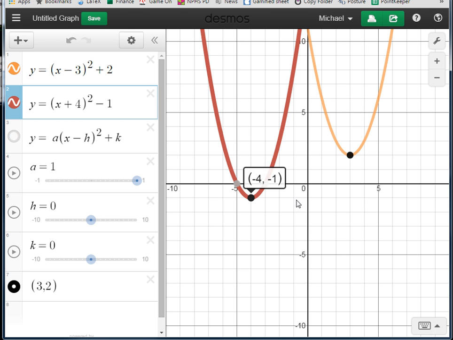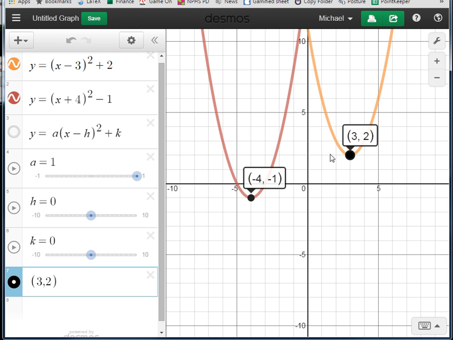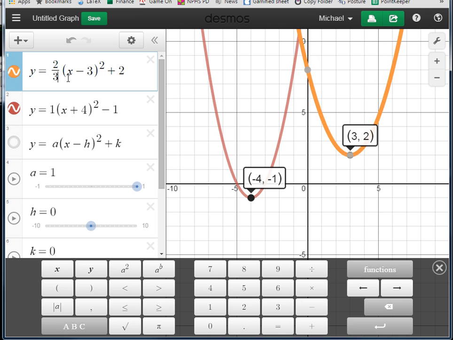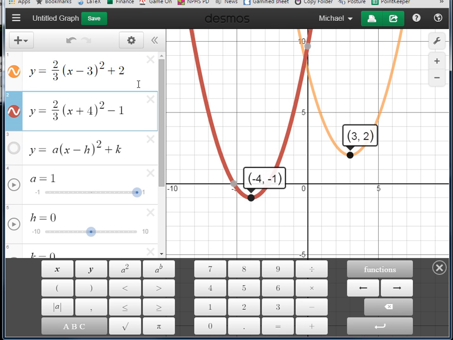What I want you to notice is that for these two parabolas, the shape of the parabola is the same. And the reason for that is the a value is the same. There's a 1 here and there's a 1 here. And for that reason, the shape is the same. Even if I change this to 2/3 and change this one to 2/3, they both get wide at about the same rate. But what's really interesting is they're translated. Remember that term from geometry?